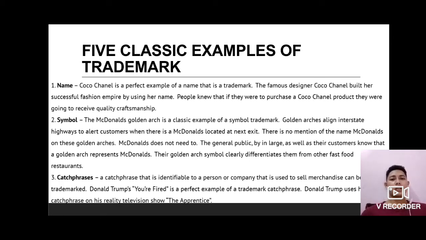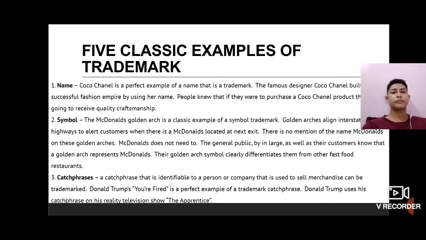Next is catchphrases. A catchphrase that is identifiable to a person or company and is used to sell merchandise can be trademarked. Donald Trump's "You're fired" is a perfect example of a trademark catchphrase. Donald Trump used his catchphrase on his reality television show The Apprentice.